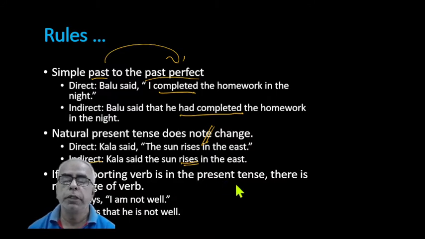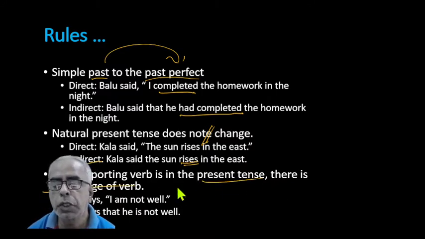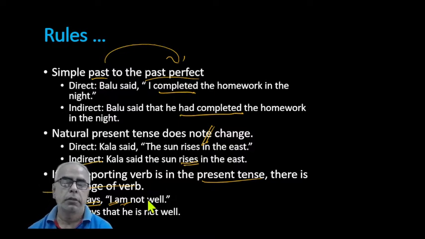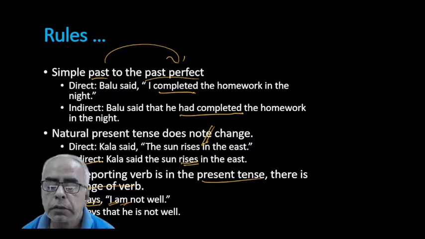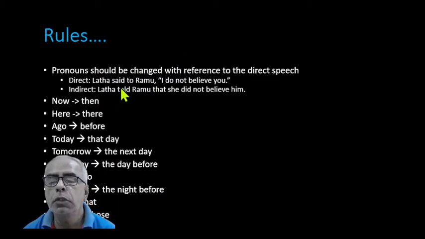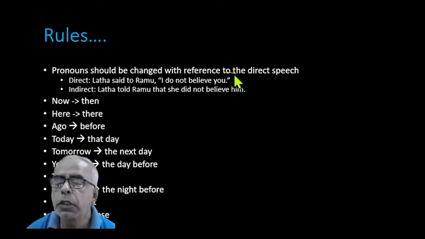If the reporting verb is in the present tense, then there is no change of verb. For instance, he says, she says, "I am not well." There is no need to change the verb because it is already present. The pronoun should be changed accordingly. Since I represents he, and am means is, he is not well. And then the pronouns should be changed with reference to the direct speech.